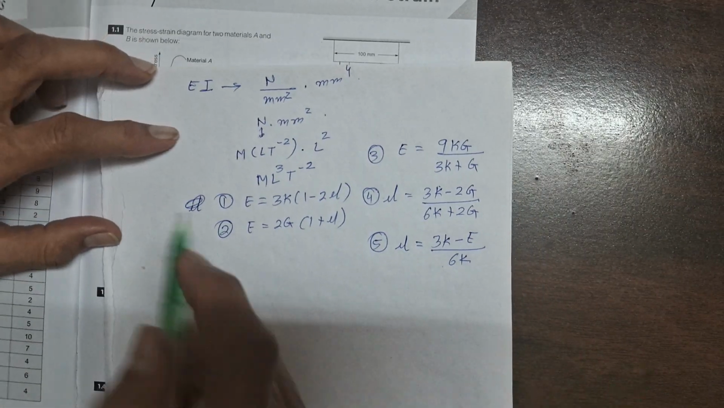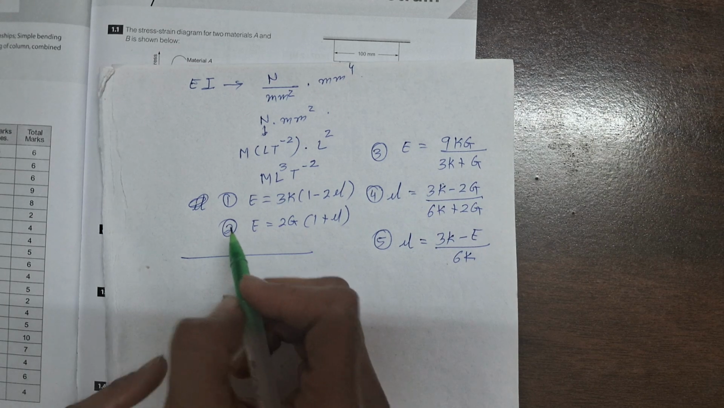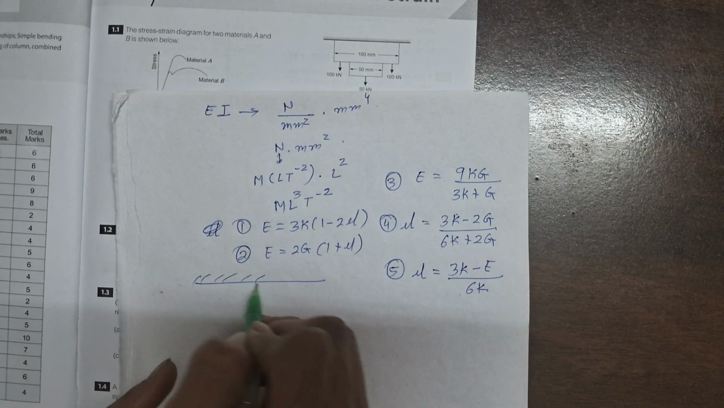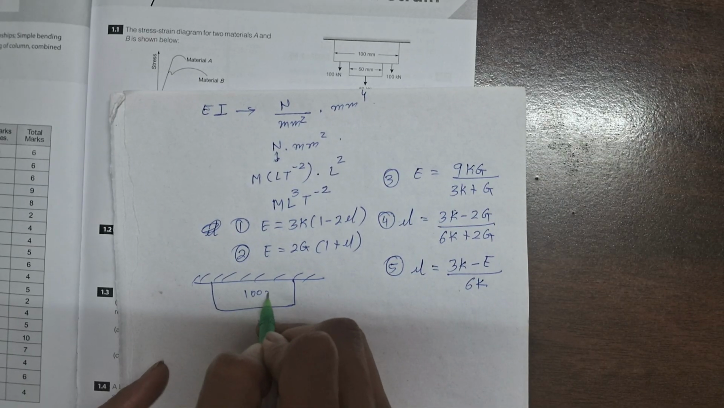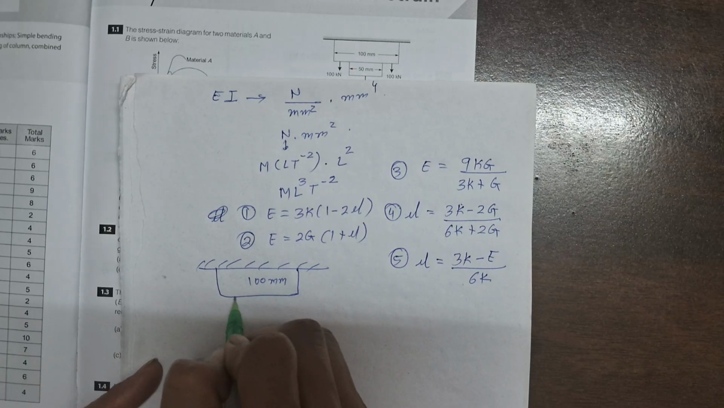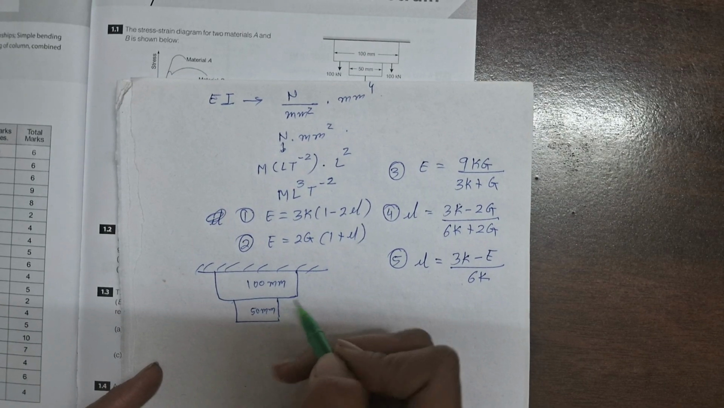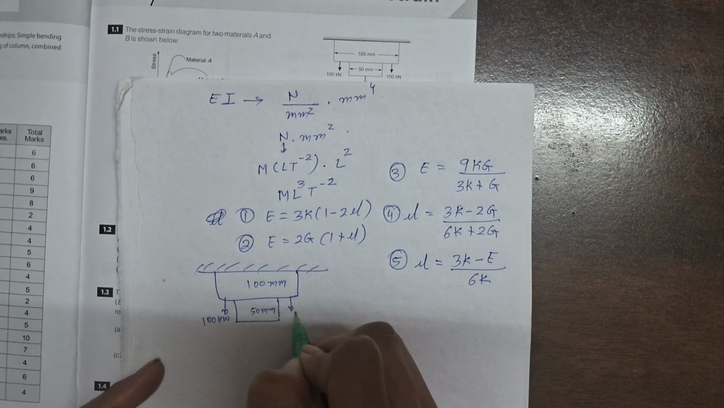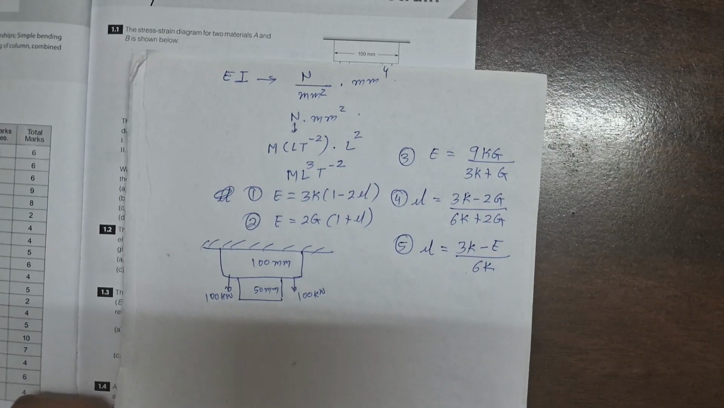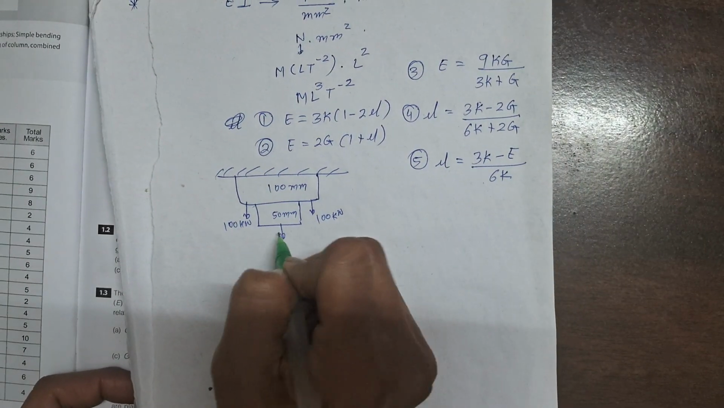So basically let's solve it. See what they have given, that I am showing. I will copy the question quickly. So suppose this is a 100 mm square cross section. This is your 50 mm cross section. Here one load is 100 kilonewton, another load is hanging over here, 100 kilonewton, right? Now the central load is 50 kilonewton here.